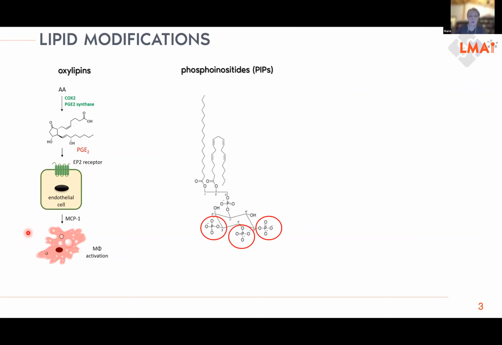Another example of a well-known lipid modification is, for instance, the phosphoinositides. So we know in this class of lipids, the modification of the inositol moiety in the head group of those lipids with one to 3 phosphate groups in different positions, each of them carrying a certain functionality and certain signaling role.